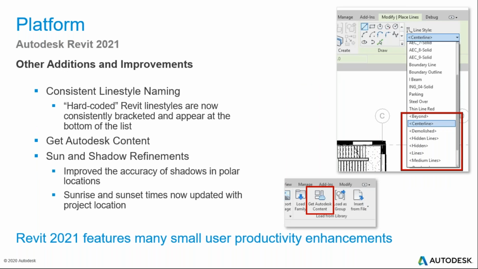Revit's out-of-the-box hard-coded line styles are now consistently named and sorted. To lighten the Revit installer, most sample content is no longer installed along with Revit. A new Get Autodesk Content button has been added to ensure that customers who do not use the sample content have quick and easy access to download this information. Another benefit is around the sun and shadows being more accurate in extreme locations like the polar regions. So that's another enhancement which has been made.